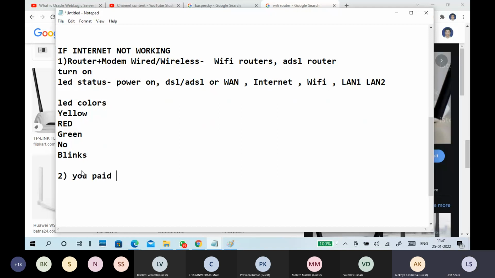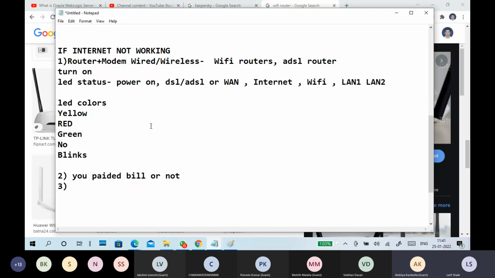you paid the bill or not. Now it is today's 25th, no problem. On the 30th, I have to pay the bill of the internet service. So, did you pay the bill or not? This is another one. If you don't pay the bill, you also don't get internet. You troubleshoot everything, like you become a very big engineer, and now you are telling, sir, this is the problem, that is the problem. But the very important thing is, did you pay the bill or not?